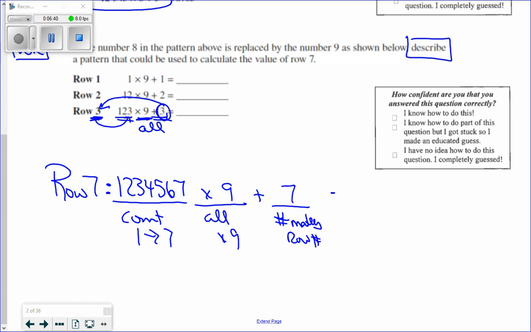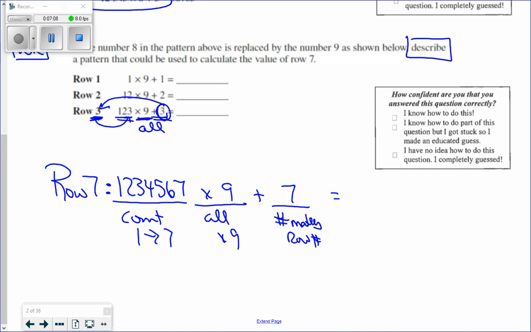So I'm on row 7. So what I would do, because notice how it hasn't done the equals. It says describe a pattern that can be used to calculate the value of row 7. I don't know if you have to actually put the value of row 7 on there. I don't know. You can never have too much.